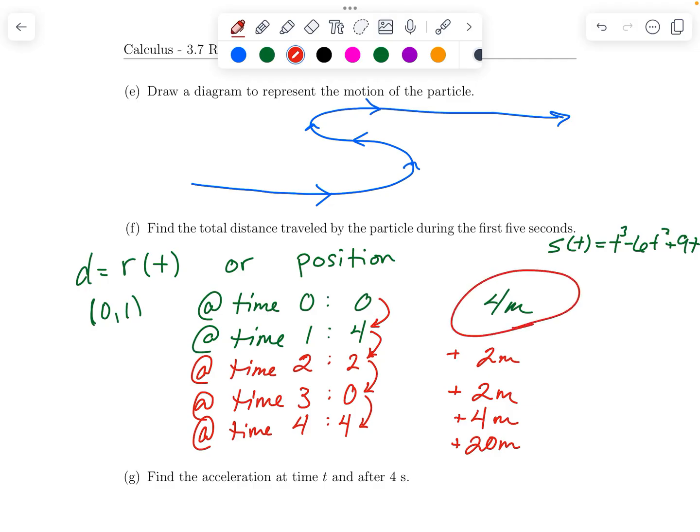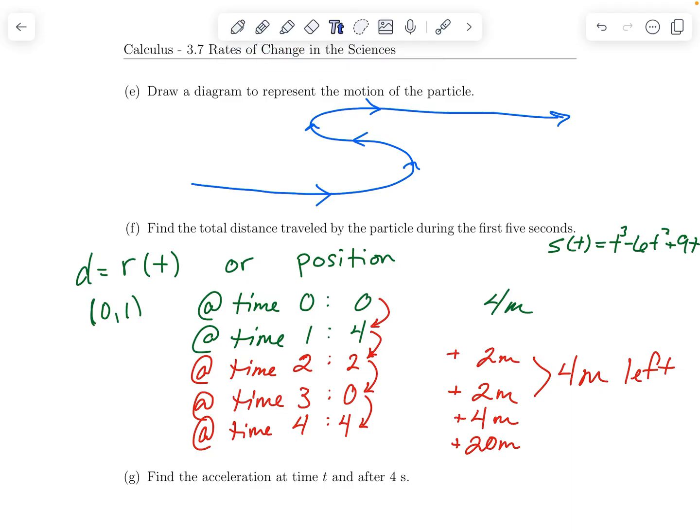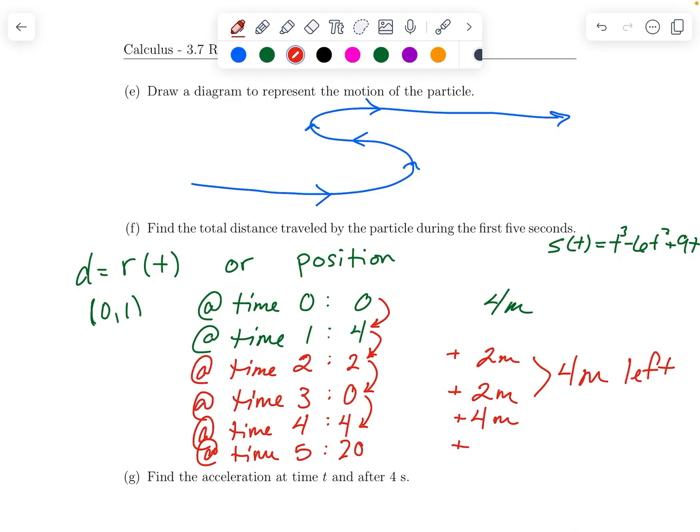So I went 4 meters to the right, then I went 4 meters left. I'm sorry, I'm at 20. That was almost a mistake. At time 5, I'm at 20, so I went 16. So I went 4 meters to the right, 4 meters to the left, 4 meters to the right again, then 16. If I add all these up, I get 28 total meters traveled.